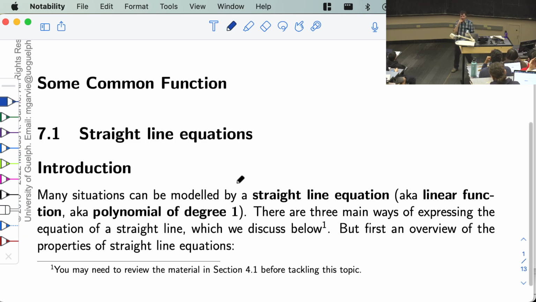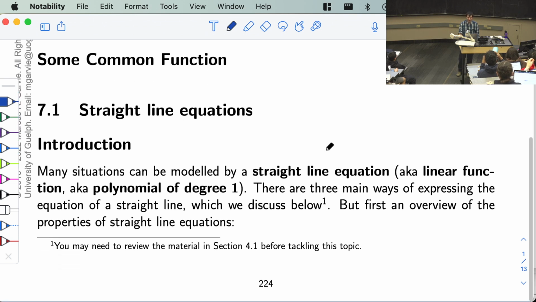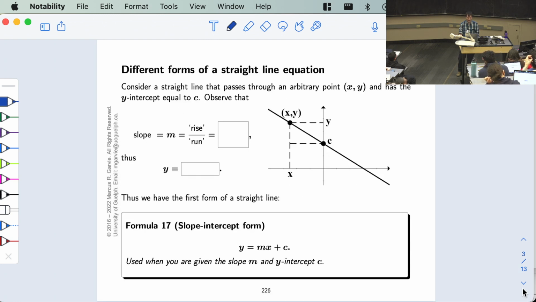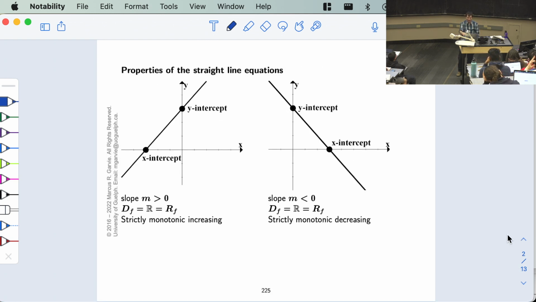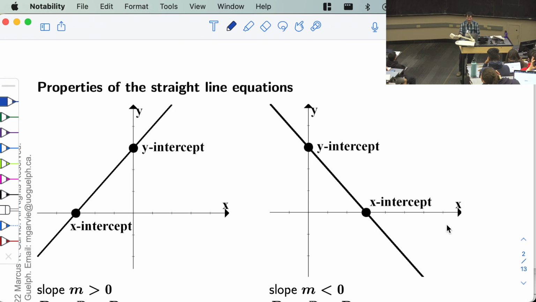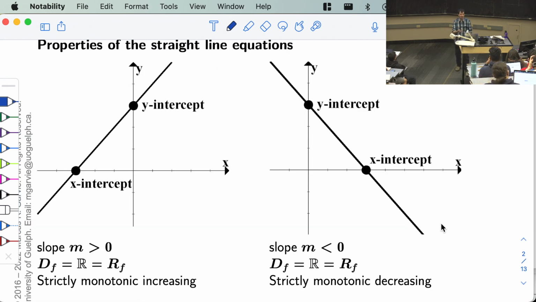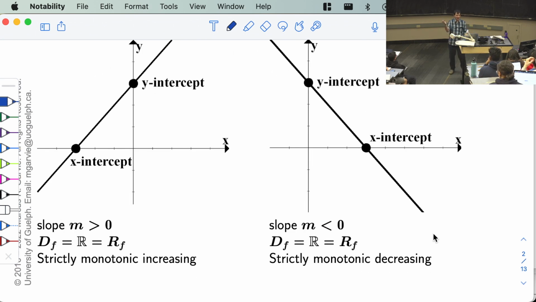Okay, and we're starting with straight lines. So linear equations, y equals mx plus b, that kind of stuff, which you probably know from high school. Straight line equations, linear functions. Y equals mx plus b is literally the first equation we're going to do. So here is a picture of the graphs. I think you guys know what lines look like. They have x-intercepts and y-intercepts. They're either going down or going up, depending if the slope is positive or negative.